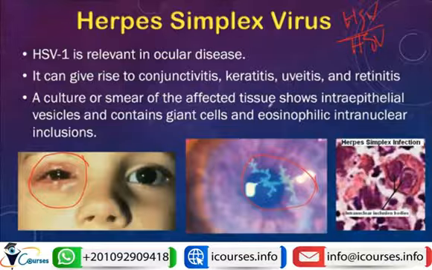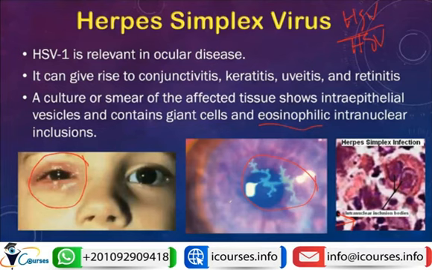On examination, although the herpes simplex virus infection is clinically diagnosed, if we want to make sure of the diagnosis, then a culture or smear of the affected tissue, like the epithelium, can show intranuclear inclusion bodies, which appear eosinophilic and contain giant cells. So multinucleated giant cells with intranuclear inclusion bodies are characteristic for the herpes simplex infection.